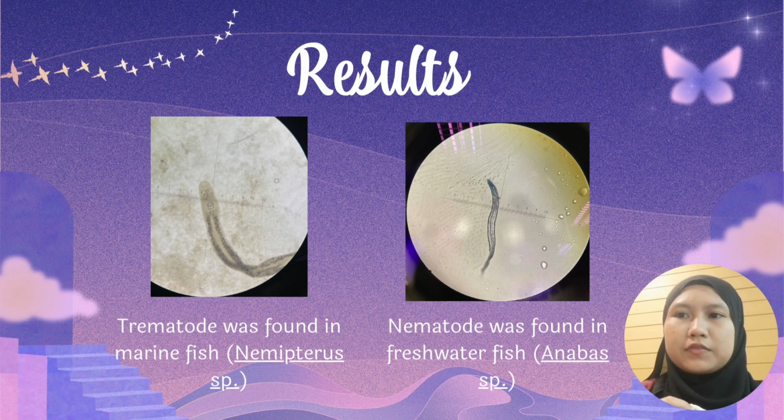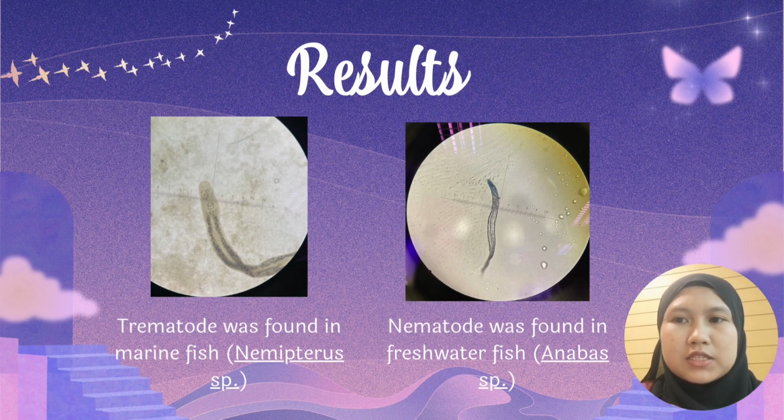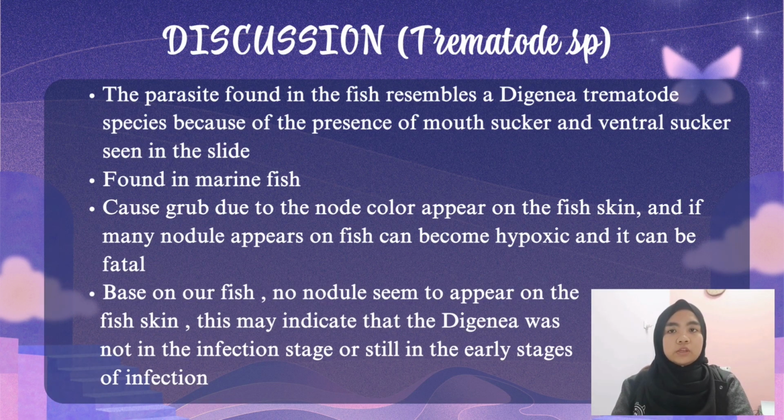For the result part, after the diagnosis process was carried out on these two types of fish, we found trematodes in the marine fish sample, at the skin area. For freshwater fish, which is Anabas species, nematodes are found in the gill area. And for the processed product, which is sardine, no parasite was found. Now, I will continue with the discussion.